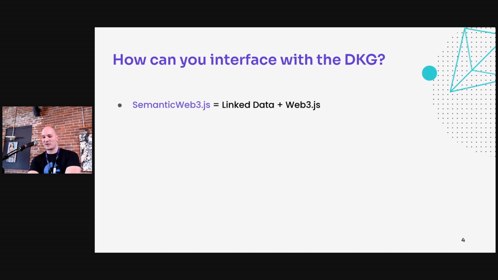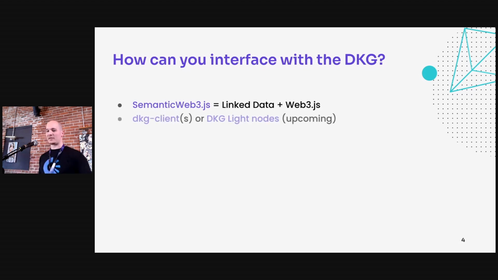All right, so there's a couple of ways to interact with the DKG. You can use the Semantic Web3.js, which I'll show hopefully very soon. And there's a couple of clients. We're working on building clients as a team, Trace Labs. We are the core developers of OriginTrail, but the community is also working on clients. Just today I found out a community member made a Java client. And we have an open call for clients, so if anybody is interested in making a client, there's a quite nice bounty you can earn.